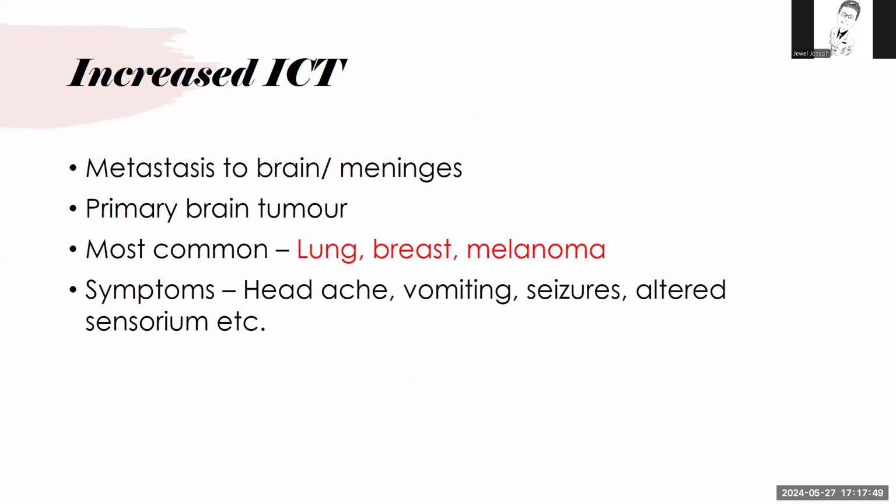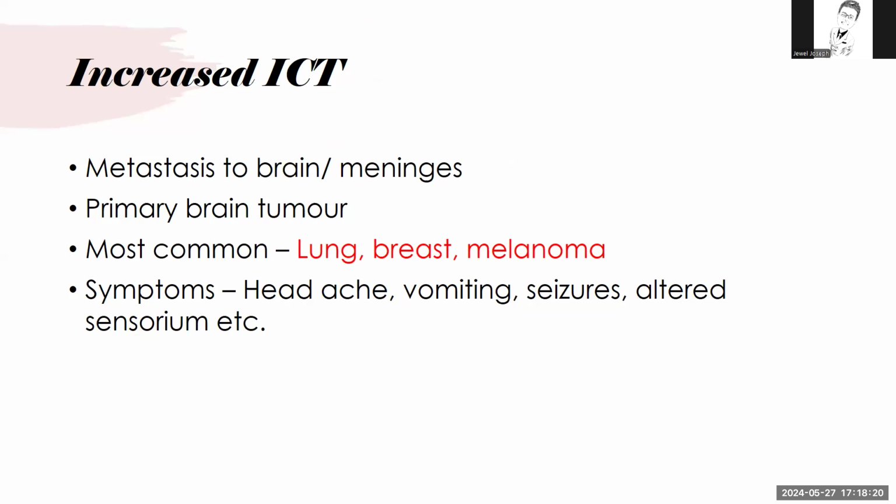So the next emergency in the neurological system would be increased intracranial tension. It can be because of metastasis to brain or meninges, or it can be caused by a primary brain tumor. The most common causes would be lung, breast, and melanoma for brain mets. So it is said that the most common brain tumor is mets. The incidence of brain metastasis is much more common when compared to the incidence of a primary brain tumor. And the symptoms of increased ICT, as you would all know, would be headache, vomiting, seizures, altered sensorium, etc.